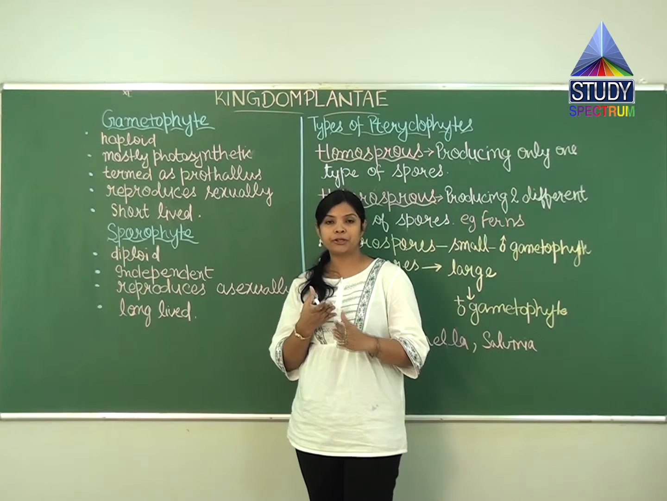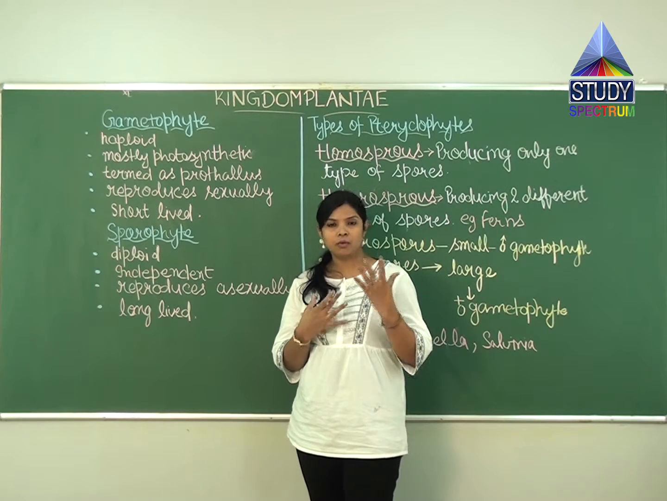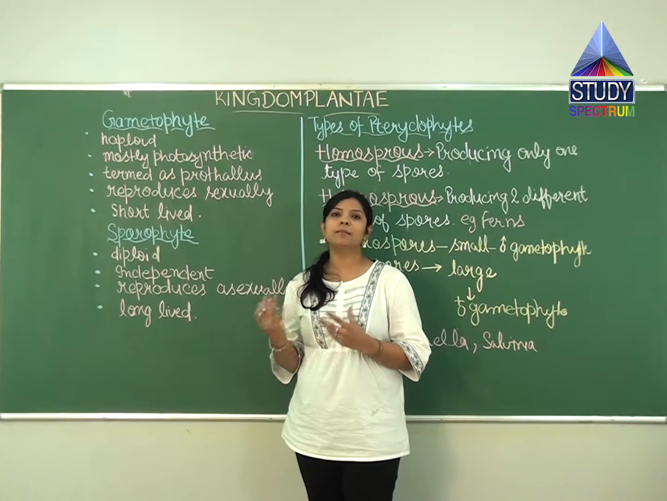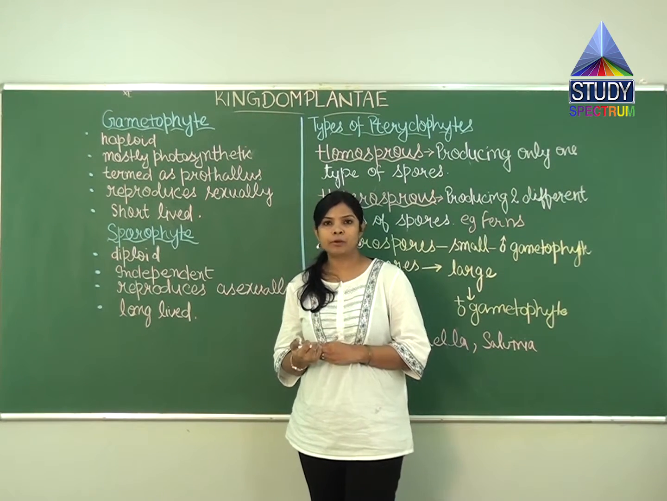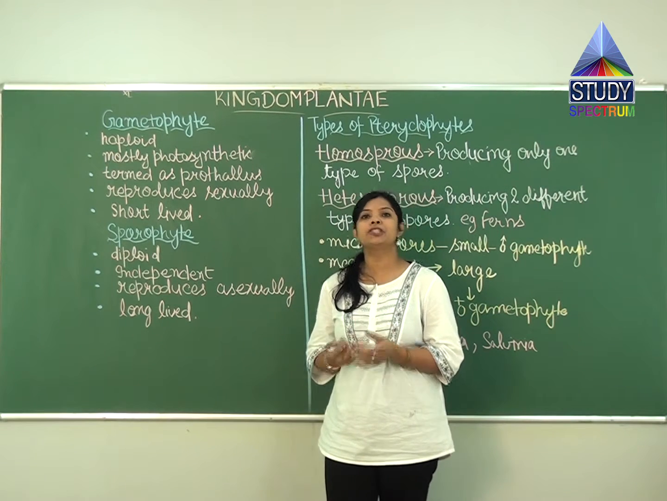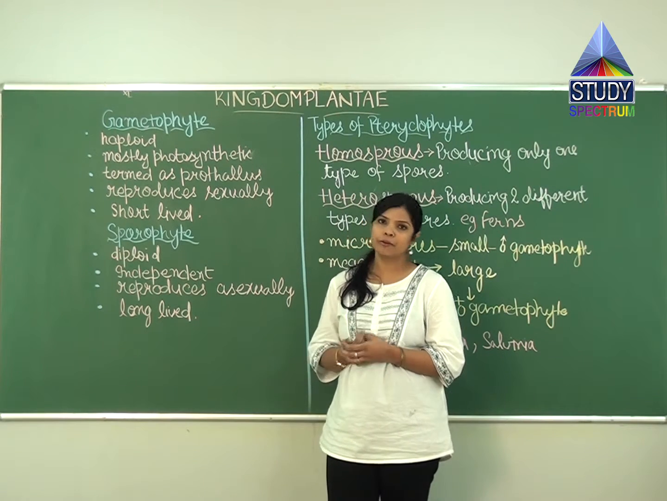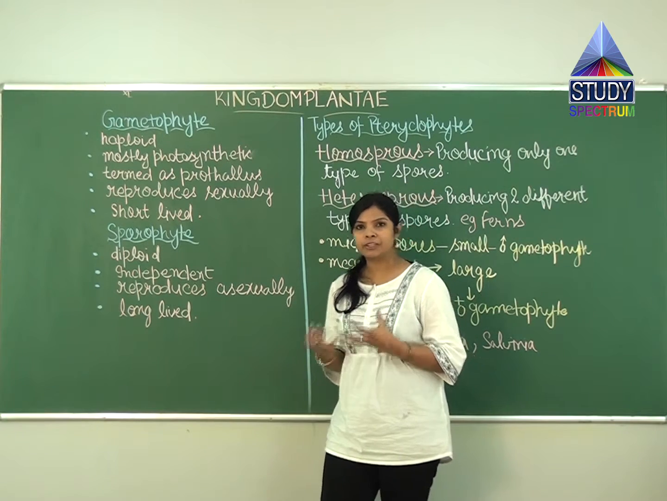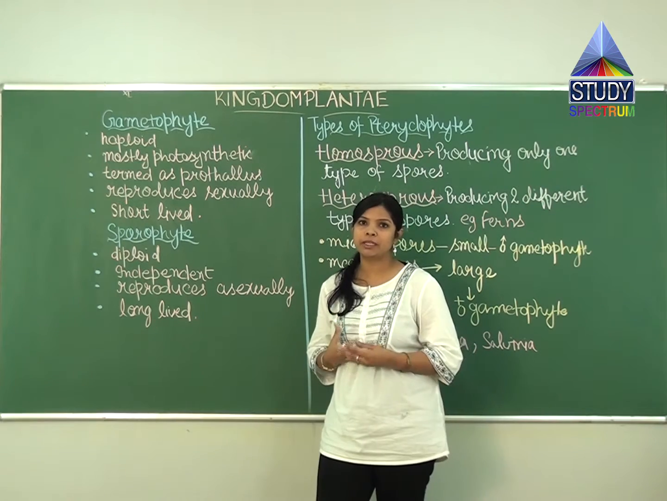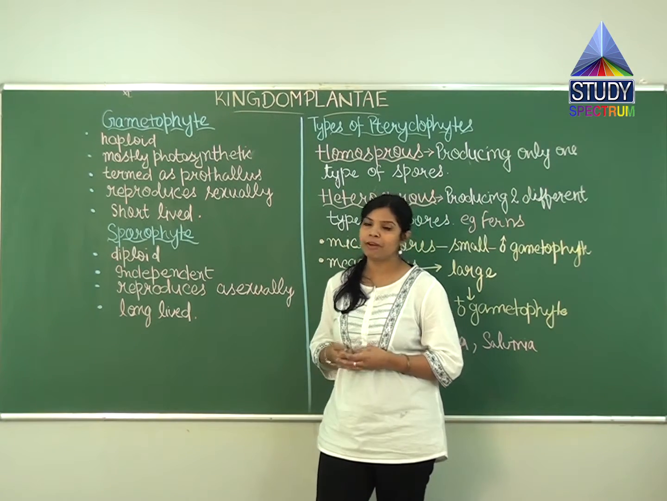It means it produces two kinds of stages. One is a haploid stage and another one is a diploid stage. The haploid stage will include the gametophyte and the diploid will be the mature plant, which is the sporophyte. So what differentiation have we seen there? What will be the main difference between the gametophyte and sporophyte?